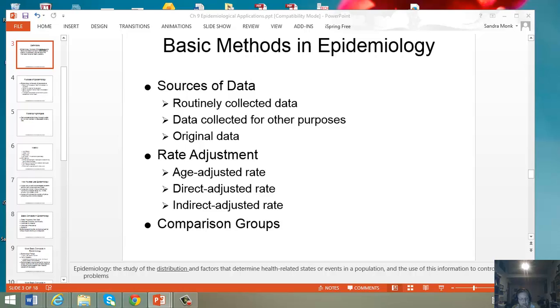And then rates can be adjusted for age and some other things. We're not going to get into those. Comparison groups are to help decide if the rate of the disease is a result of a suspected risk factor, and then compare the exposed group with a group of comparable unexposed persons.